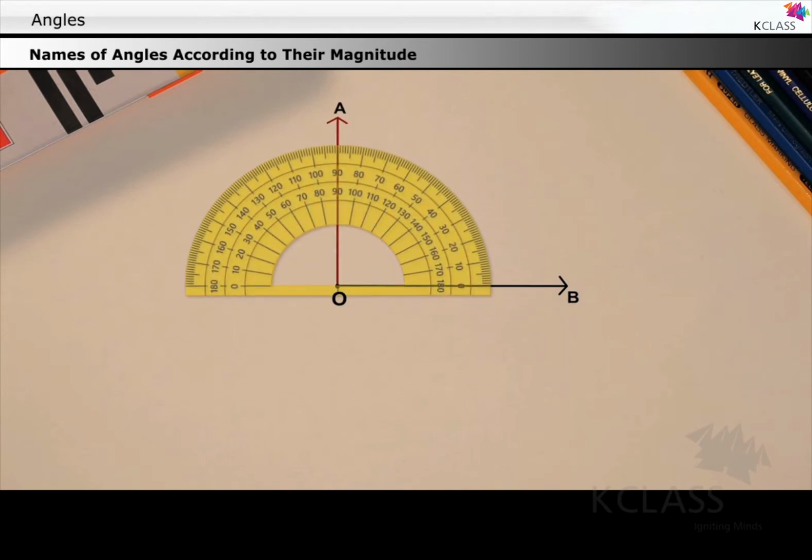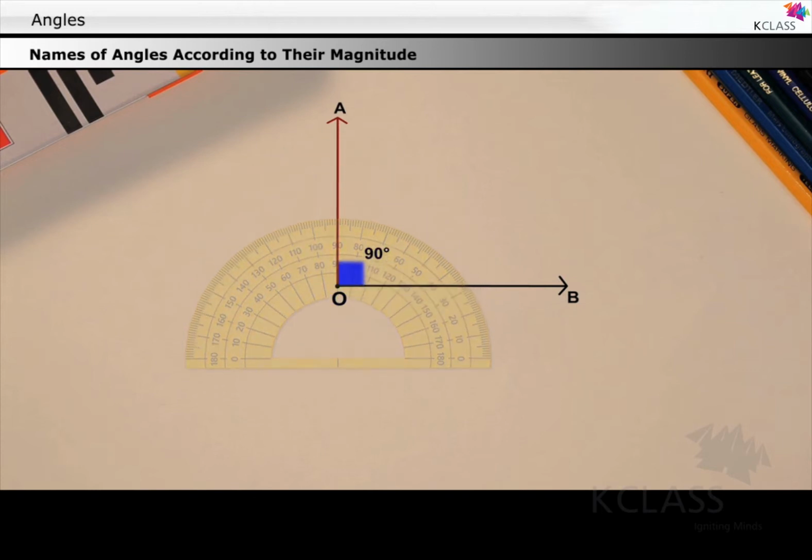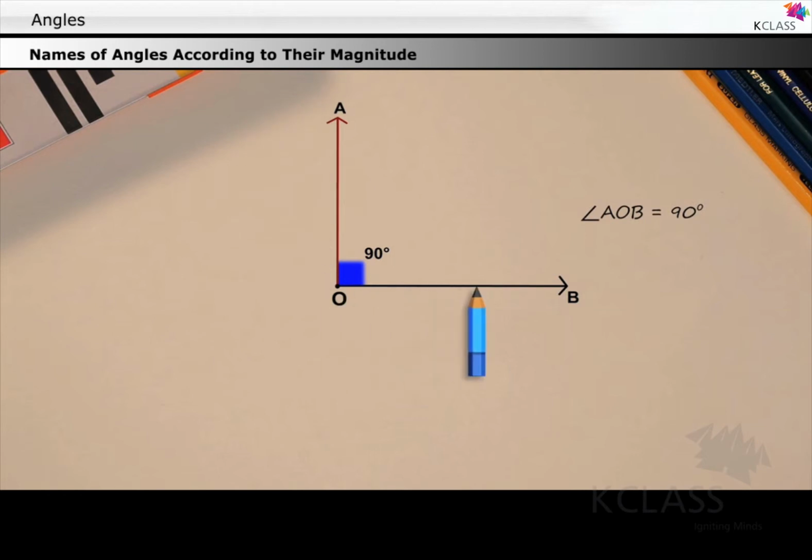Now let's check out this one. It measures exactly 90 degrees. An angle measuring 90 degrees is a right angle. Angle AOB is equal to 90 degrees. It is a right angle.